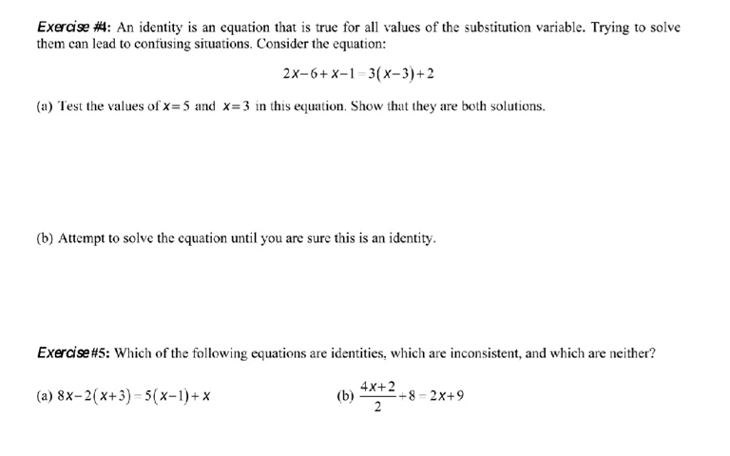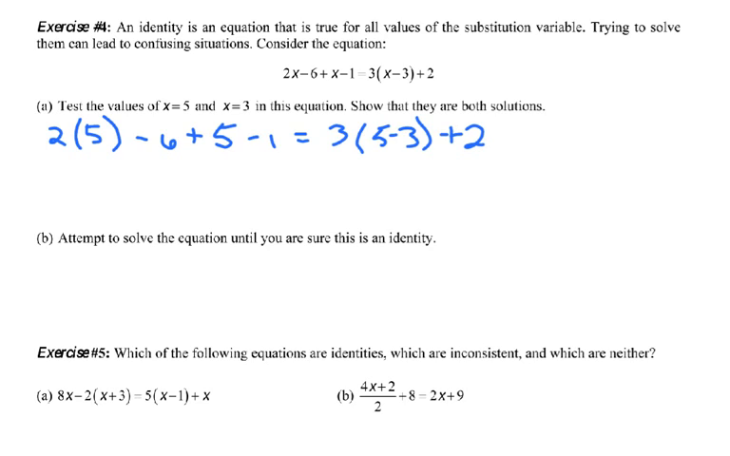The other type of equations we could have are identities. Identities are true no matter what values you substitute in for the variable. So for example, let's try the example of x equals 3 and x equals 5 in this particular equation here. So we're going to try 5 first. So we're going to substitute 5 into this equation every single time we see the variable of x. So it's 2 times 5 minus 6 plus 5 minus 1 equals 3 times 5 minus 3 plus 2.